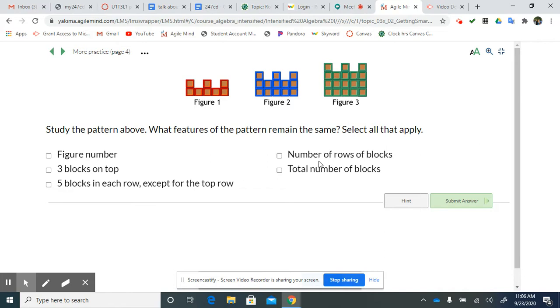Okay, and then numbers of rows of blocks. So figure 1 has 2 rows of blocks. Figure 2 has 3. Figure 3 has 4. So it looks like the numbers of rows of blocks is changing. That's not the same. And then also total number of blocks. Well, we already counted them up. So the total number of blocks changes with each figure. So it's only going to be those 2 that stay the same. The 3 blocks on top and the 5 blocks in each row, except for the top row.